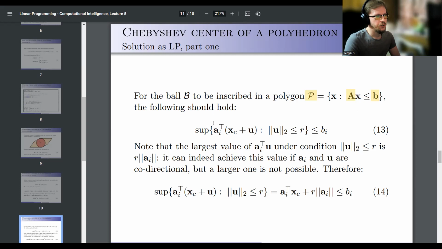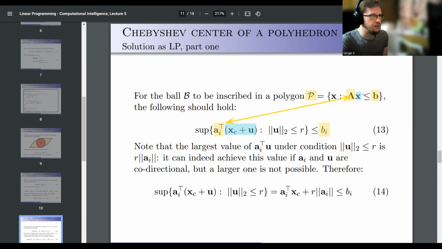The following should hold. A_i, which is the row of A, A sub i transposed, times x plus u. Let me denote x as a different color. So here it is x, here's x plus u. Should be less than or equal to b_i. So A_i is the same A as there. The difference is that this is a matrix, and this is an individual row of a matrix. So one row.